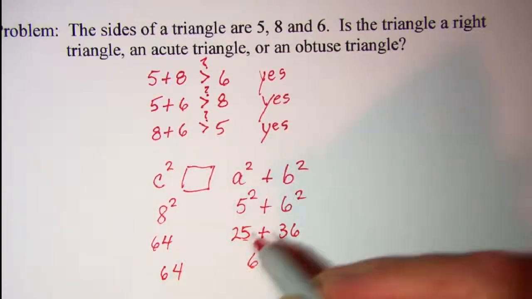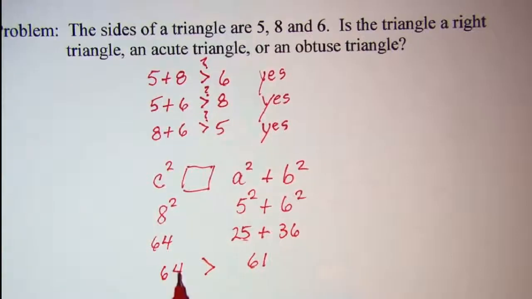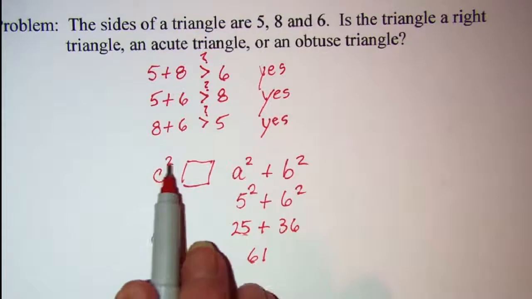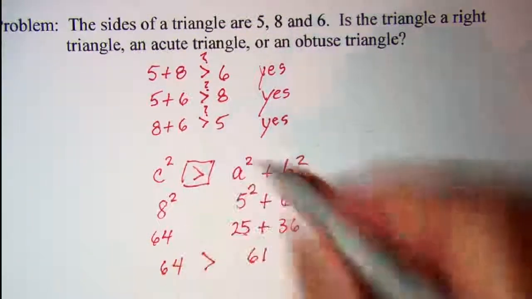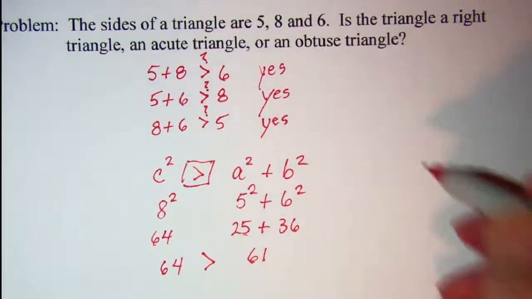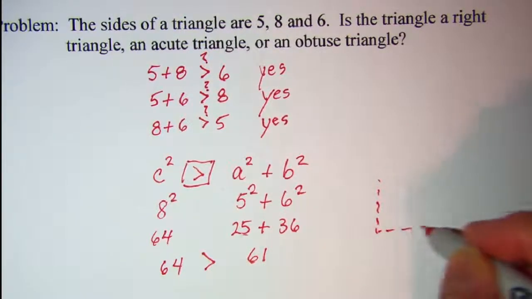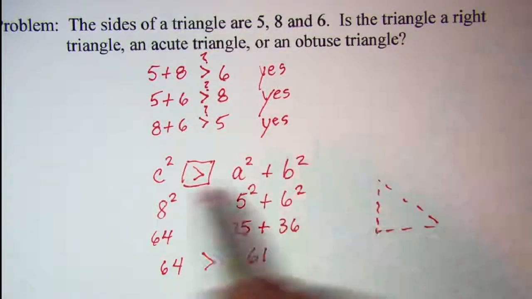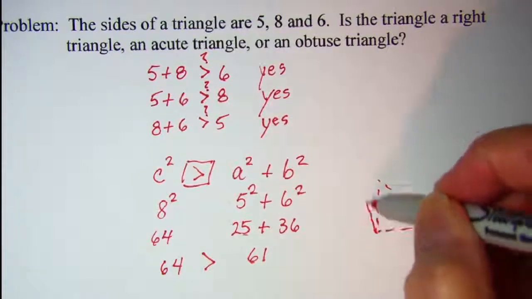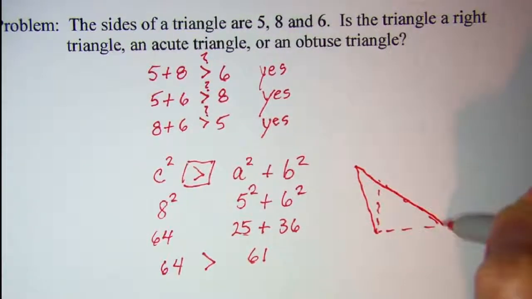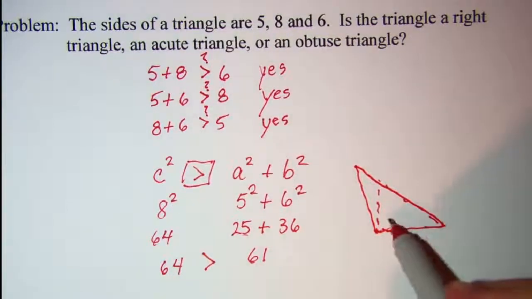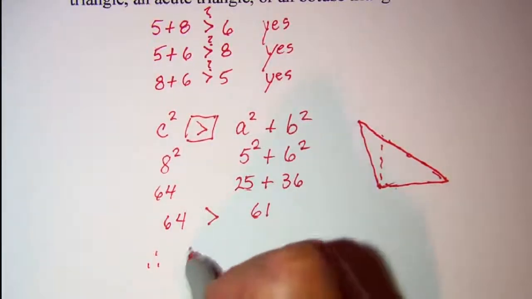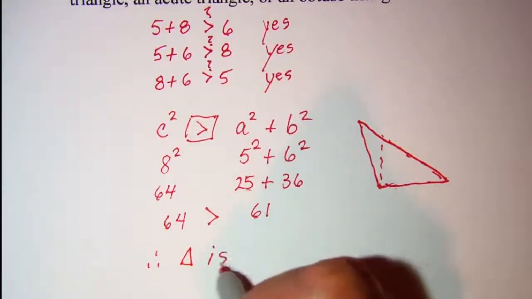So we see that in this case, 64 is more than 61. So c squared is more than a squared plus b squared. And remember our diagram when we started with a right angle. There's our right triangle. And when c squared is bigger, then our triangle is obtuse. So therefore, the triangle is obtuse.